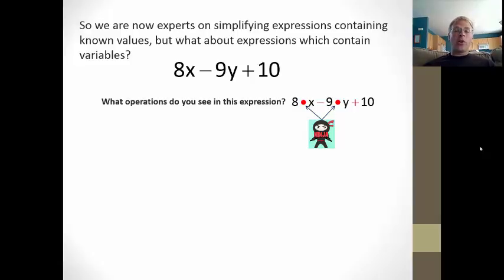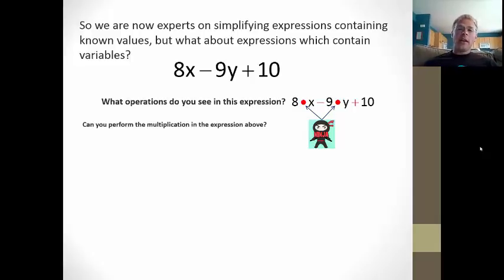And this brings us to what we call our multiplication ninja, right? We talked about how we are going to have a lot of ninjas in math, and this is our ninja operation, right? Multiplication is the only operation which does not need to have a symbol in the expression for you to be expected to know it's there, right? But the question is, can we actually perform this multiplication? Can I actually multiply 8 times x and come out with a simplified value?